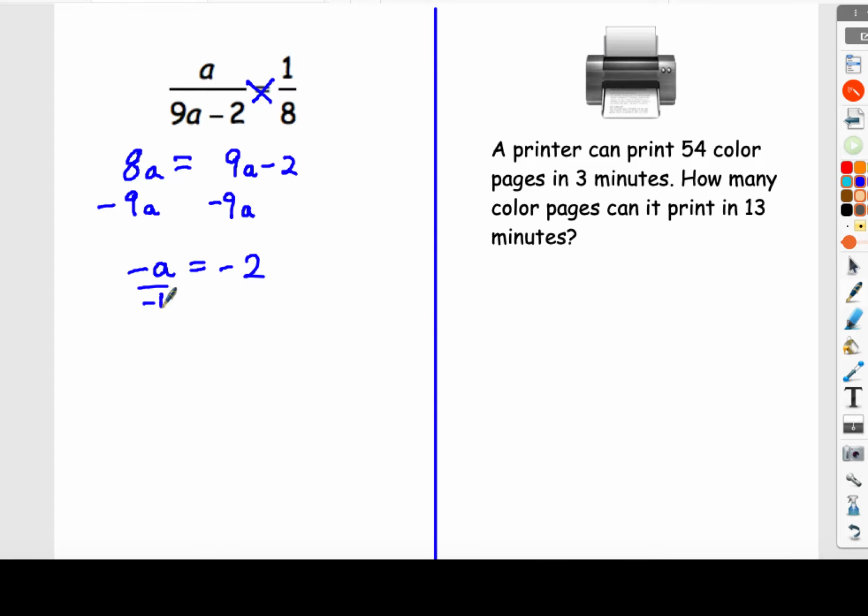And finally, divide by negative 1. Right? Get that a completely by itself. Negative divided by negative becomes positive. And negative 2 over negative 1 is 2. Great way to solve that problem there.